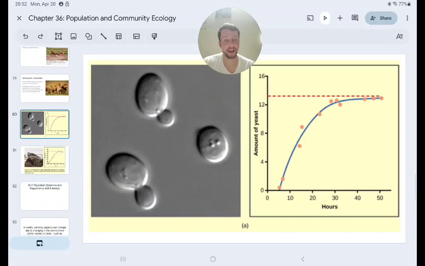When I teach general biology, we grow yeast soda, and the yeast will grow really, really quickly, and then the population size kind of levels out over time because they're reaching carrying capacity. There's only so many resources available to them.